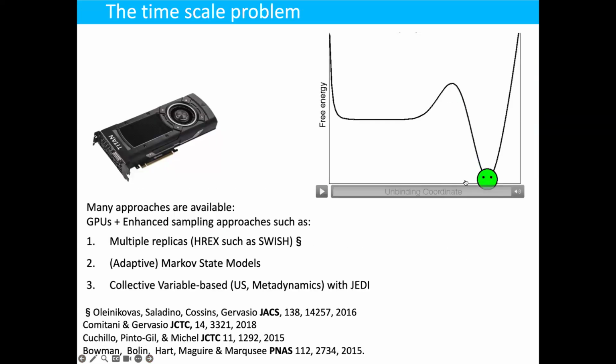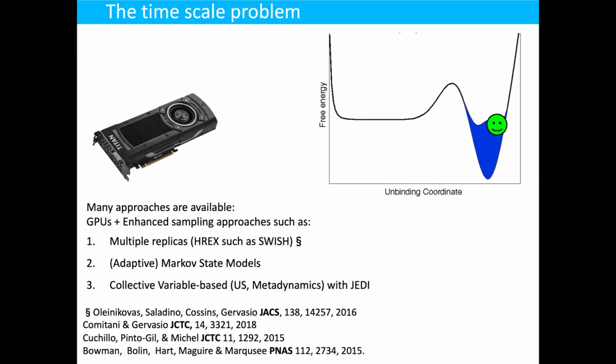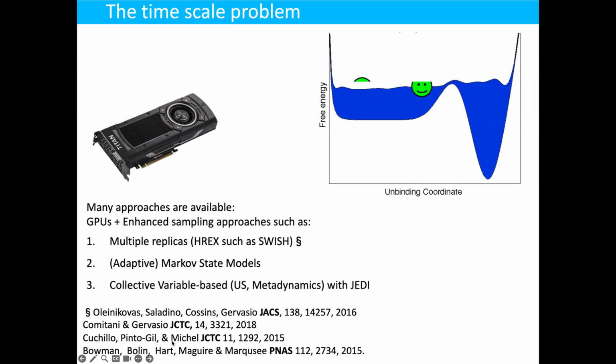So how does this method work? For instance, if you have a collective variable-based method like umbrella sampling or metadynamics, you can fill the free energy landscape as a function of this collective variable until you explore all your states, including the open cavity states.